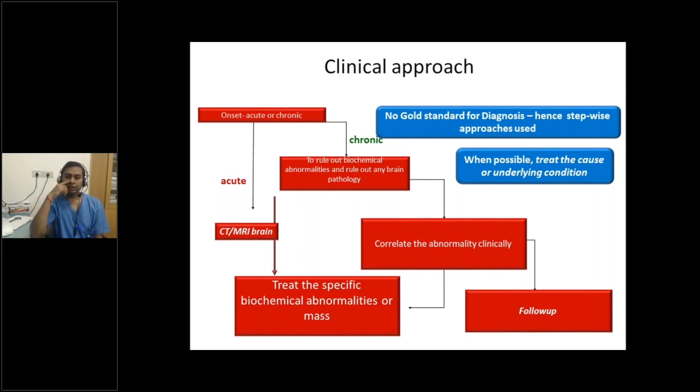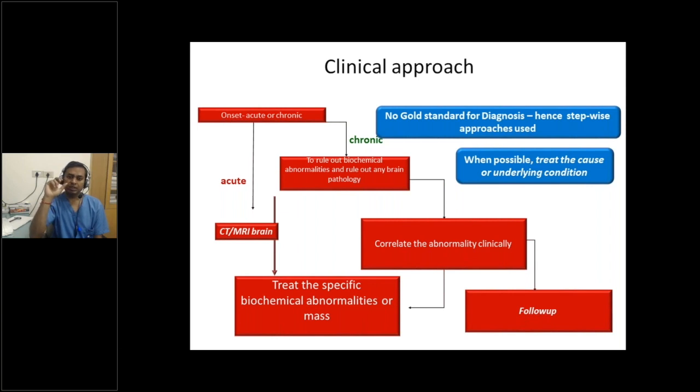Whenever the onset is acute or chronic, we have to go for a CT or MRI brain. Second, if it is chronic, we most likely rule out all biochemical abnormalities. Then we have to find out whether this abnormality is related to the diagnosis or the clinical picture or not. If it is related, then treat it specifically. And if it's not related, then just follow up and see whether there is gradual deterioration, rapid deterioration, or stability for the last 6 months and for the next 6 months.